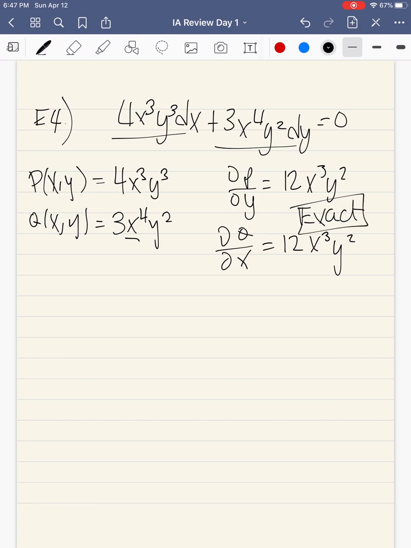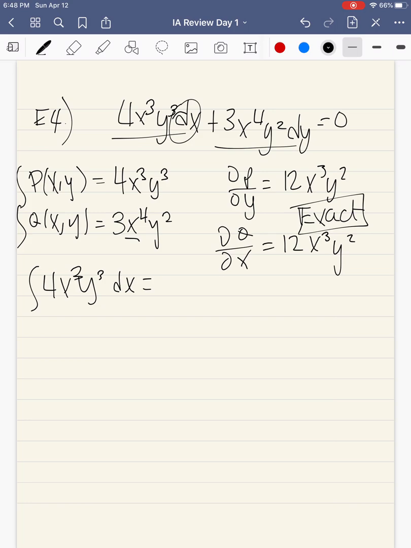So now, the beautiful thing about this, I can just integrate p and q separately and combine what is the same and different about them. So let's go ahead and just integrate these. So if I integrate 4x to the third times y to the third with respect to x, again, I only am going to integrate anything that has an x, anything that is a y, I'm going to treat like a constant.